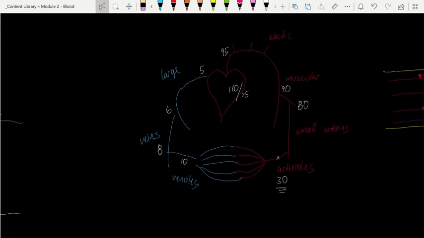And now we see the overall pressure system of the heart and the purpose of the heart in generating that pressure to make sure we get adequate tissue perfusion.